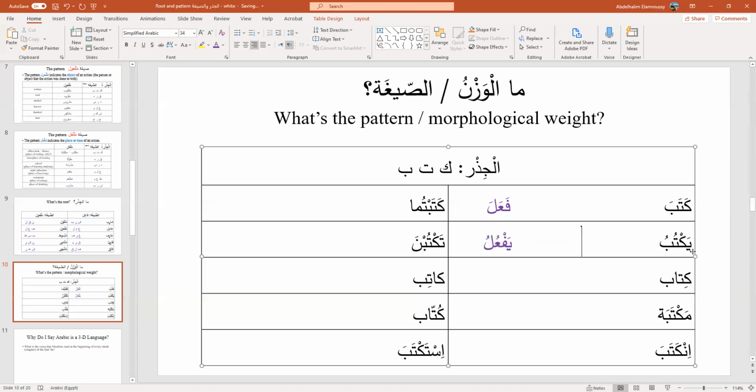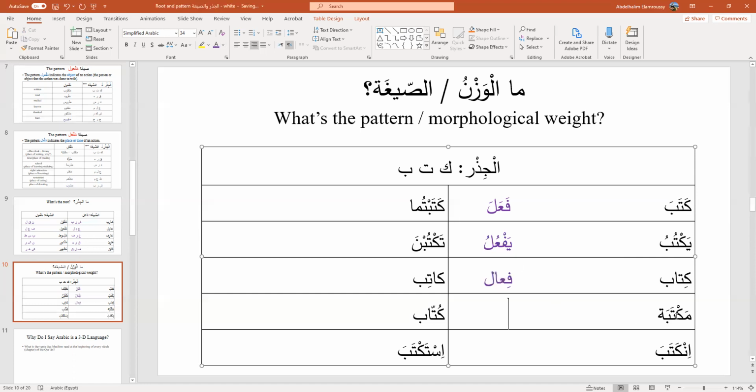يفعل. So you will add the ya, the fatha, the sukun, the dhamma, and the dhamma. It will be يفعل. Okay, same for the third one. We replace the first letter of the root, which is the kaf, with the fa. Replace the ta, which is the second letter of the root, with the ayn. Replace the ba, which is the third letter of the root, with the lam, and then add everything else as it is. So you'll add the kasra and the alif, so this will be fi'al, so kitab, fi'al.